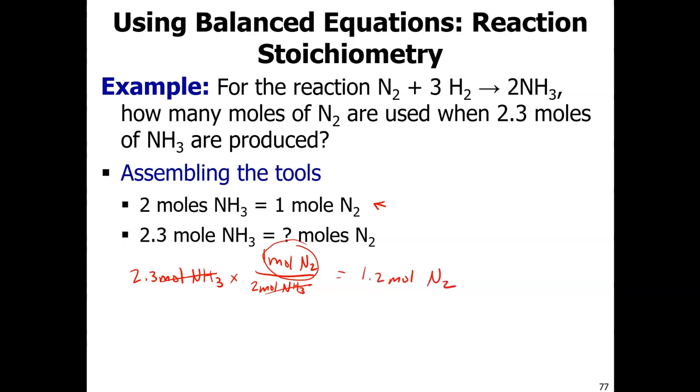So that's a simple problem where we're utilizing the stoichiometry of a balanced equation. Remember, this has to be balanced or this won't work. We're using those stoichiometries to solve problems, to figure out how much we need to put in or how much we're going to get out of these types of chemical reactions.